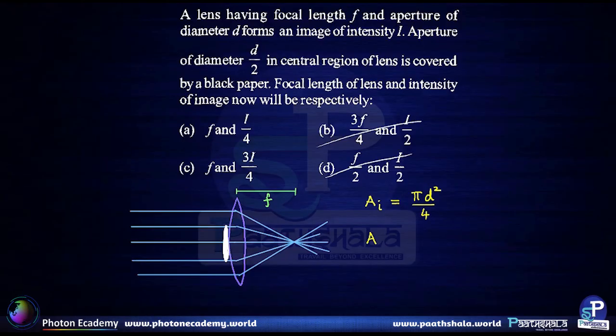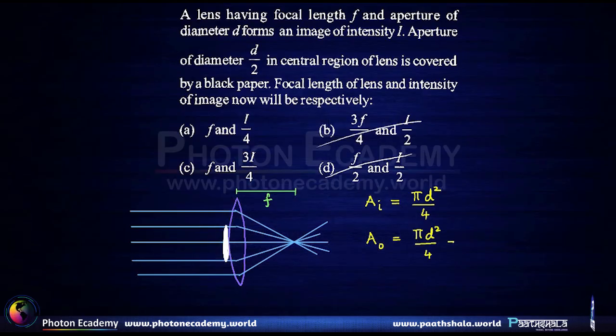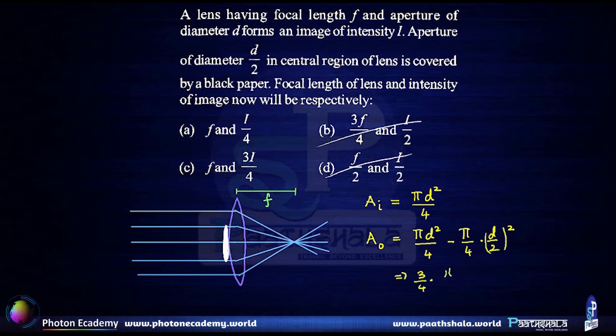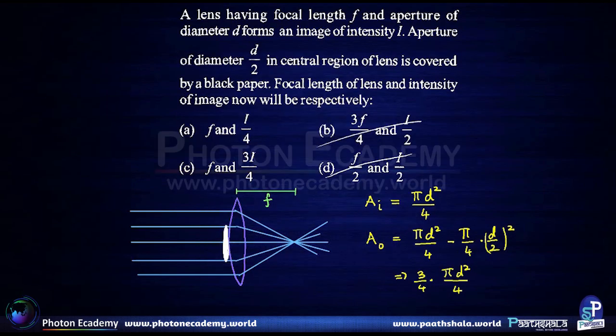and the final aperture or area would be the total area pi d square by 4 minus the part of it which is covered, that is pi by 4 into d by 2 whole square, which is simply 3 by 4 into pi d square by 4, and hence the aperture area has been reduced to 75% of the original aperture area. So the intensity would be 75% of the original intensity, and hence option C is the correct answer.